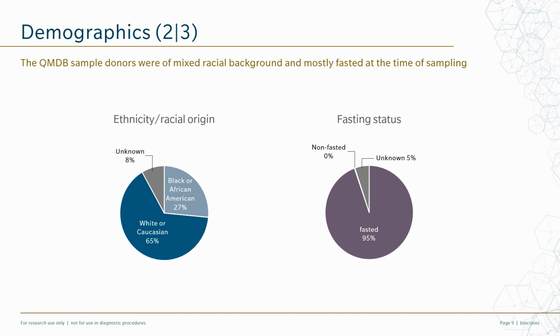Most of the samples currently included in the QMDB were obtained from fasted individuals, as this was a requirement according to the sample collection protocols for the studies. Venous blood samples were collected in the morning after an overnight fast. The collection procedure was consistent with guidelines for biomarker studies.